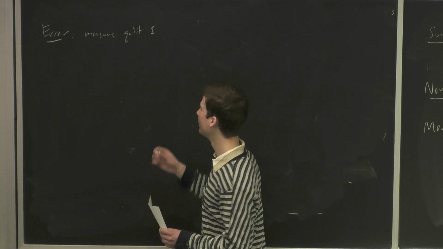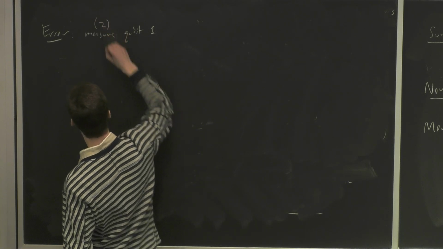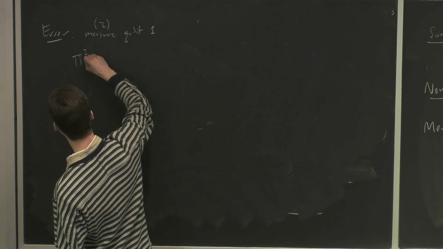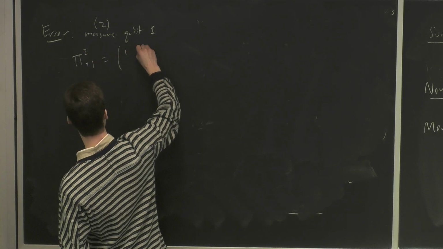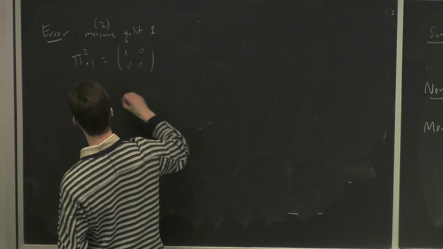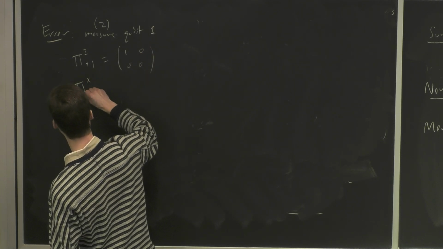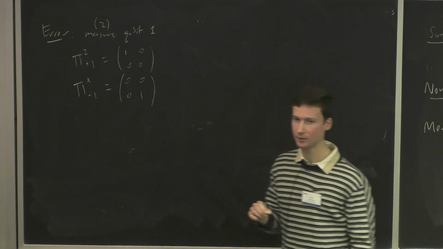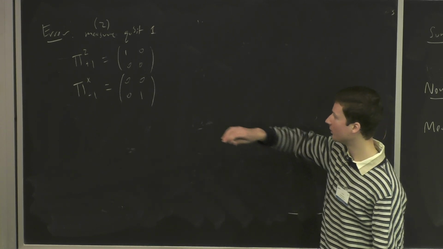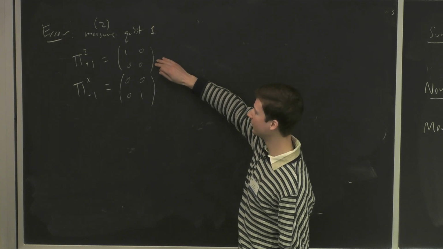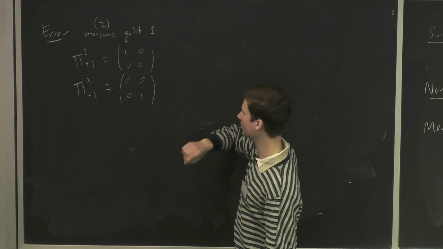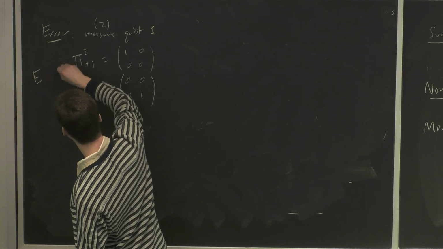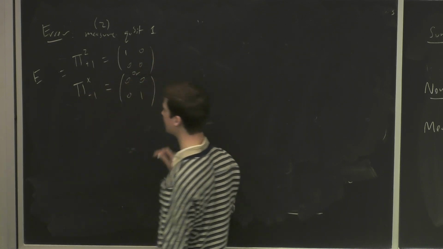So we saw that when we measure qubit 1, so we do a z measurement, that essentially either applies the projector onto the +1 eigenspace of z, which is just this matrix, or applies the projection onto the -1 eigenspace of z. So if we do a z measurement, with some probability we apply this matrix, this is our error matrix, and with some probability we apply this one. So our error is equal to one of these two matrices.